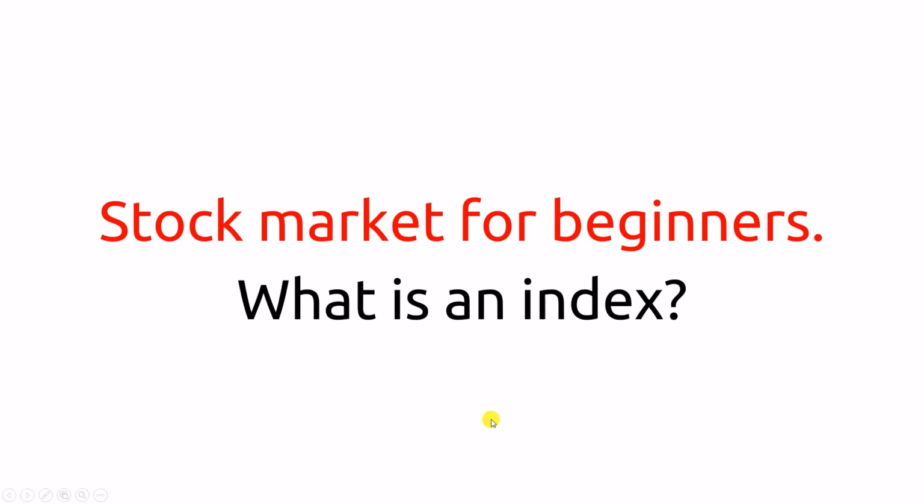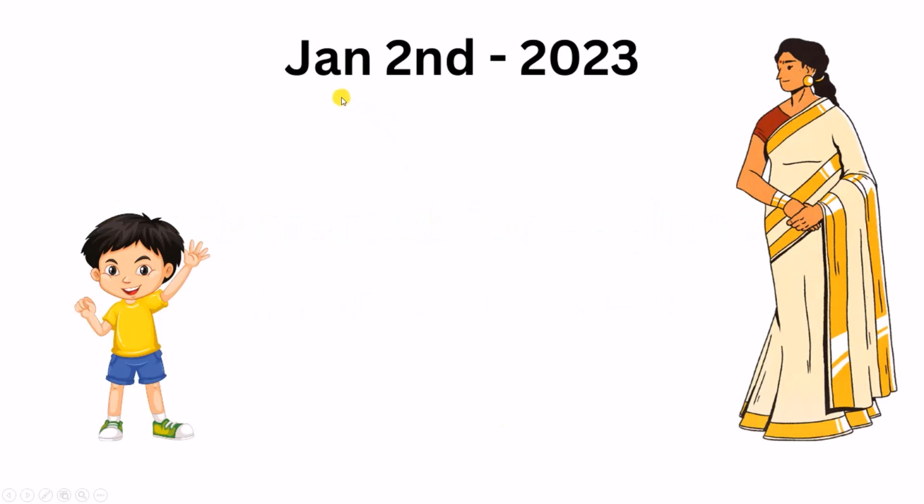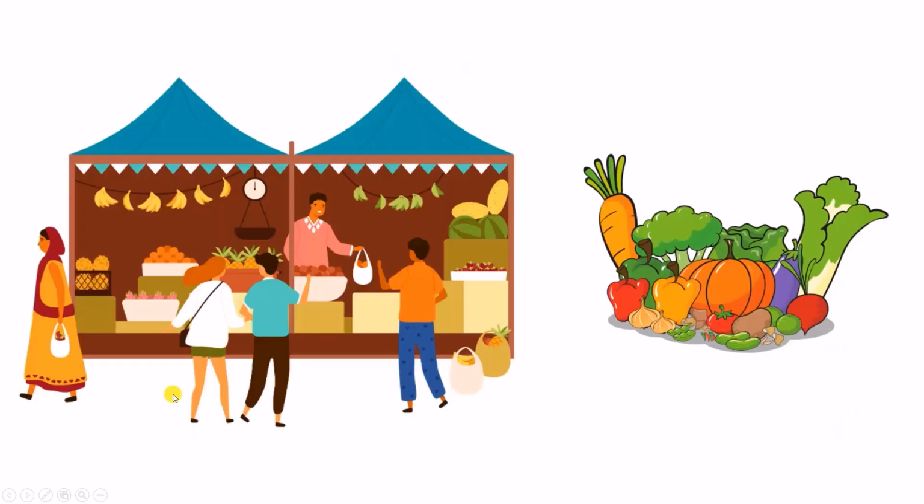Now, the date is Jan 2nd, 2023. This is you and this is your mother. Your mother asks you to go to the market and buy vegetables. So what do you do? You go to the market. In the market, there are shops. Shops have vegetables. You have a lot of options to buy from, but you buy only the ones that are required.